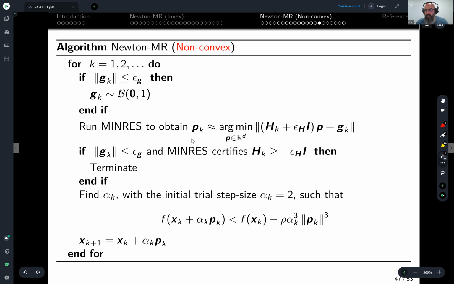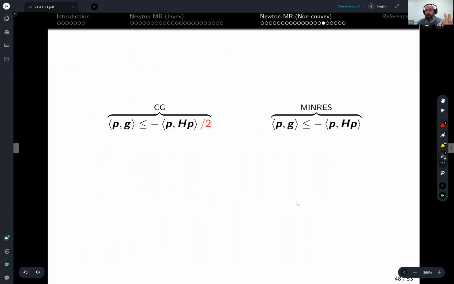Otherwise, if I'm not guaranteeing any of those, that means that either the solution I've gotten satisfied a certain residual tolerance, or MINRES has given me a negative curvature direction. Either case, I'm happy. I'll just chug it into this line search and I find the alpha. The cool thing about this algorithm is that I can start from a step size of 2 versus a step size of 1. And that's a direct consequence of using MINRES as opposed to CG. CG has this relationship between G and H and the solution of the CG iterations, whereas MINRES doesn't have this 1/2.